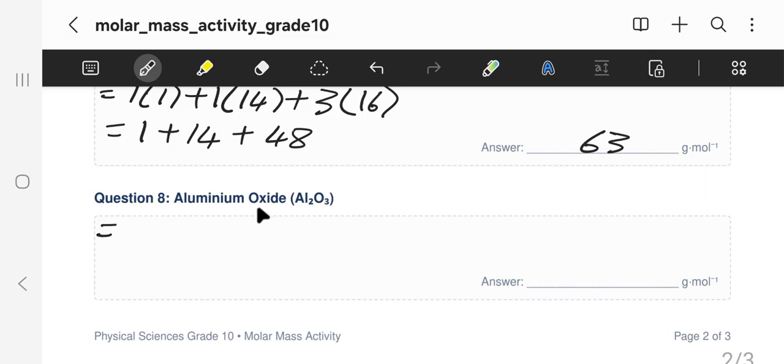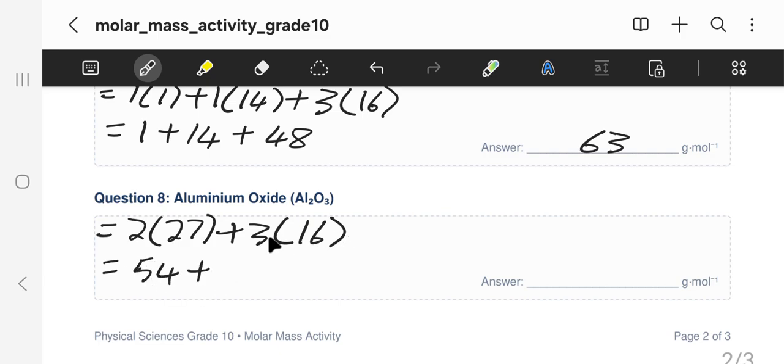We'll look at aluminum oxide now. How many aluminiums do we have? We have 2. And what is the mass of aluminium? It is going to be 27, plus, what about our oxygen? We have 3 oxygens. The mass is 16. Then we'll see 2 times 27, and we get 54, plus 3 times 16 is 48. Then we say 54 plus 48 to get 102 grams per mole.